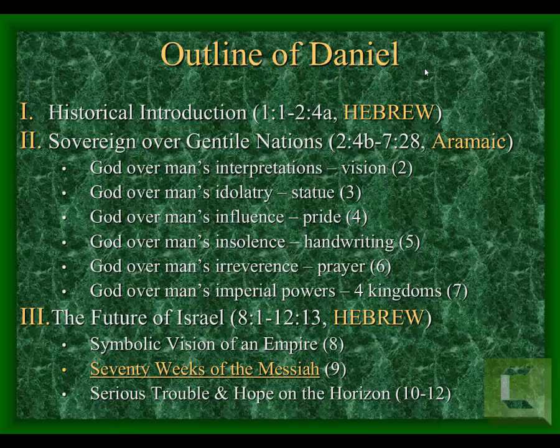In chapters 8 through 12, we go back to something focused on Israel, and so in the original language it is written in Hebrew. In chapter 8, there is the focus on the symbolic vision of an empire arising. In chapter 9, we have the 70 weeks of the Messiah. And in chapters 10 through 12, we have serious trouble for Israel and hope on the horizon. And of course, that horizon is with the end of the age, including the resurrection of the saved and the condemned.